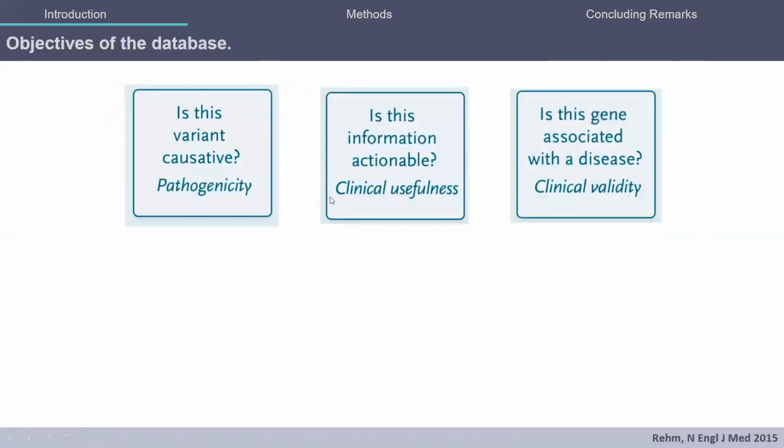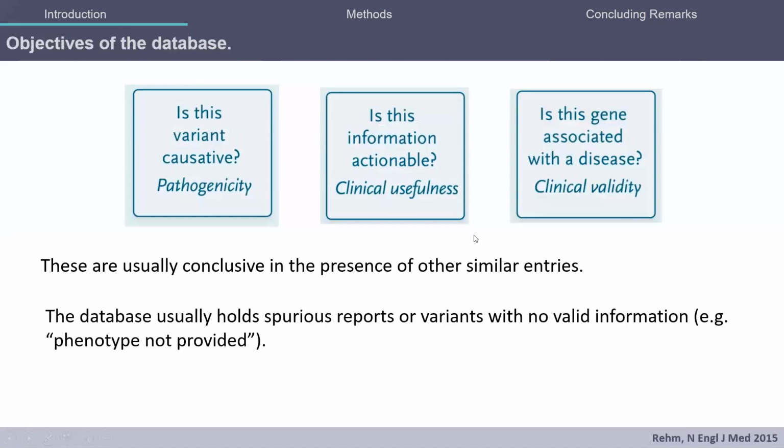So what are the objectives of this database? First, to determine pathogenicity, clinical usefulness, and clinical validity of a genetic variant. On a personal side, I would say that these objectives are usually accomplished when we are in the presence of other similar entries. If you're submitting something new to ClinVar, you won't get much information about your own variant.